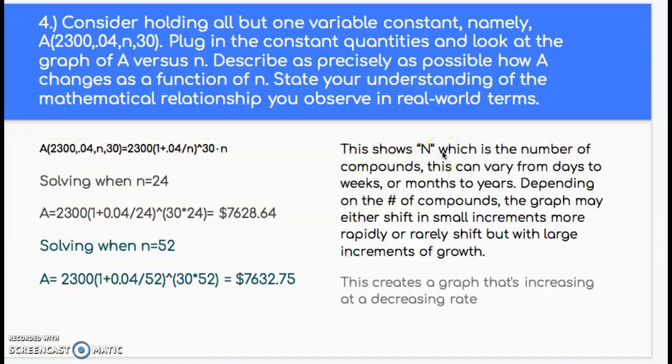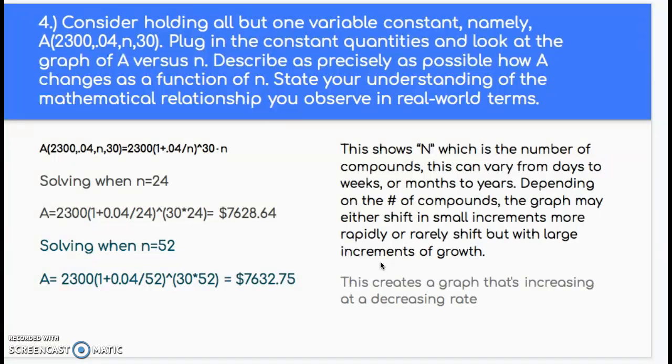N, which is the number of compounds, can vary from days to weeks or months or years. Depending on the number of compounds, the graph may either shift in small increments more rapidly or rarely shift, but with a large increment of growth. An example of small increments would be to compound something daily. So your N value would be 360.